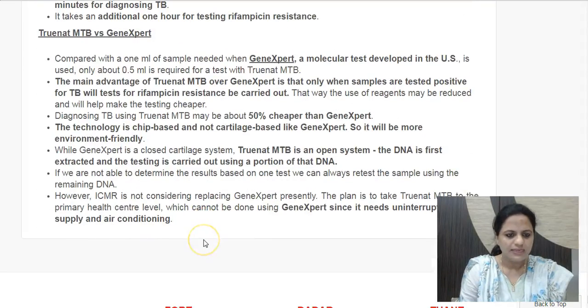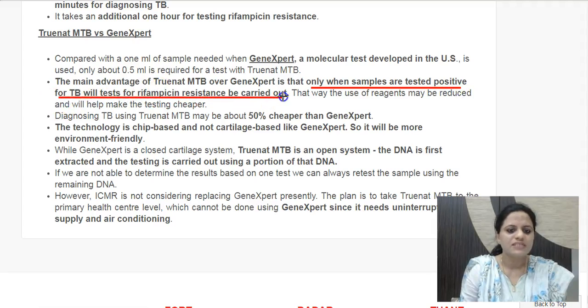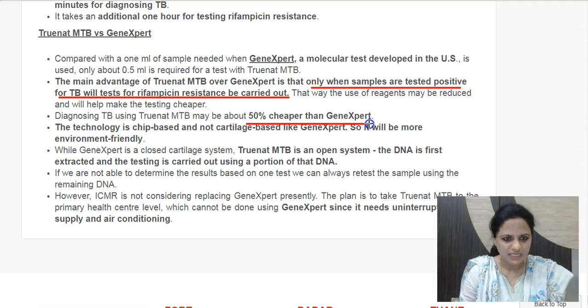So here you can see the details of MTB versus TrueNet MTB versus GeneXpert. The main advantage, it says, is that only when samples test positive for TB will this test for rifampicin resistance be carried out. This is one advantage, which is not the case with GeneXpert. Second, it is 50% cheaper than GeneXpert because of this diagnostic system. It is chip based, and GeneXpert, as we have seen earlier, is cartridge based. TrueNet MTB is actually environment friendly.